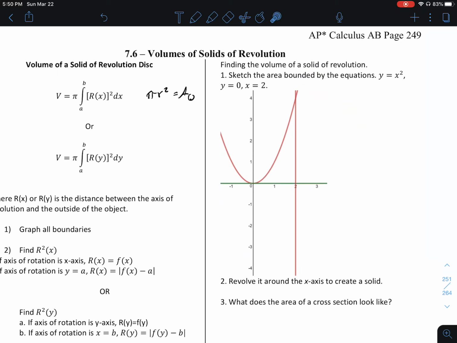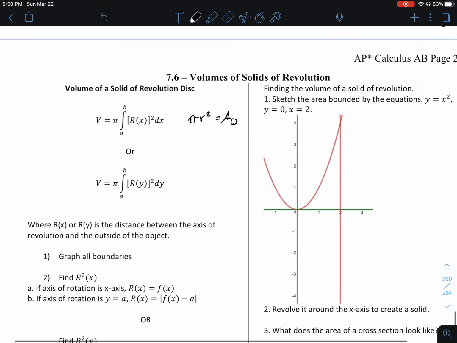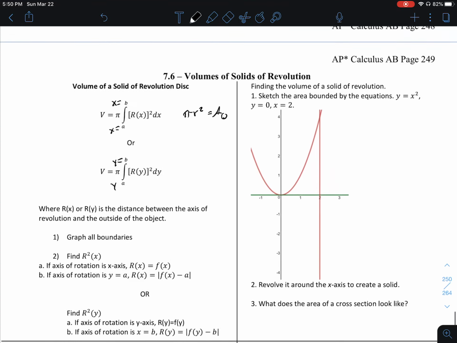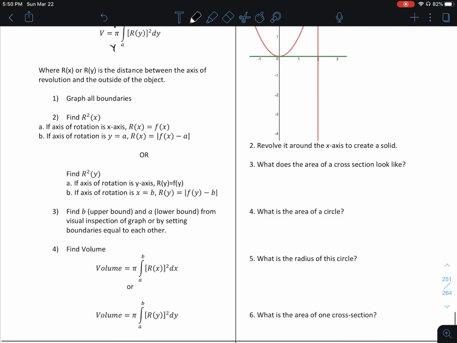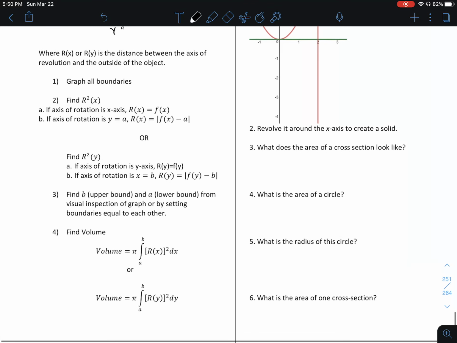This next formula is if you're revolving around the y-axis. Then this is your radius, and we're going to be integrating from something like 1 to 4. So these a and b values are y values. In this case, these are x values, and in this case, the upper and lower bounds are y values. Let's get into how you would accomplish this. There's a bunch of steps, but it's actually not that complicated.